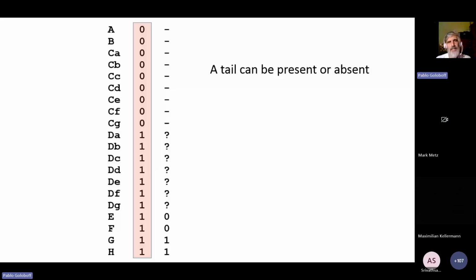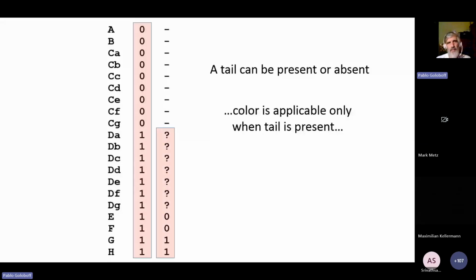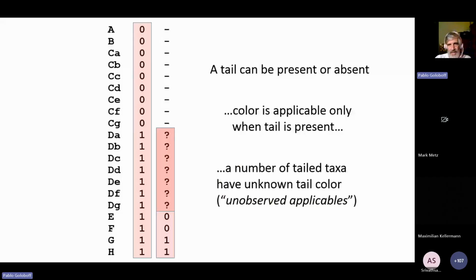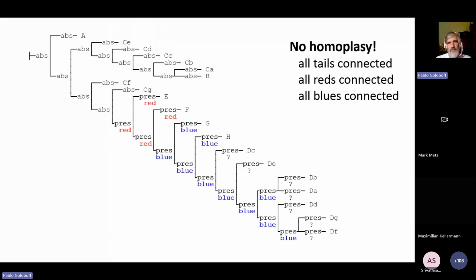Now, one more interesting problem is unobserved applicables. An unexpected property of the analysis of characters with regions of inapplicability is this. Suppose you have a tail that can be present or absent, and the color is applicable only when the tail is present, right? The typical case. But you have a bunch of taxa which have tails, but you don't know what the color is for those. Suppose they were scored on the basis of old photographs. Those are unobserved applicables. The character is applicable, but you don't know what it is. So you need to score that as a missing entry in the matrix.